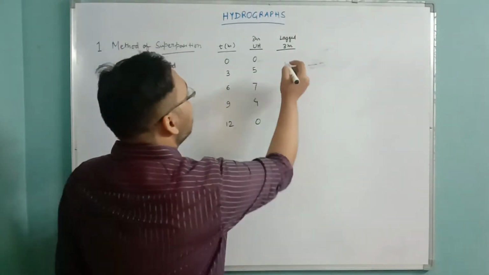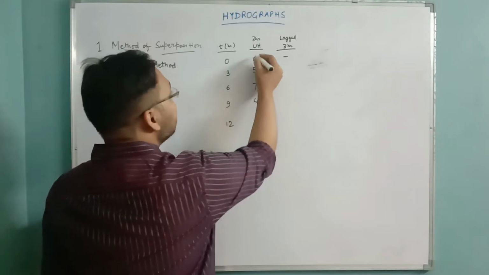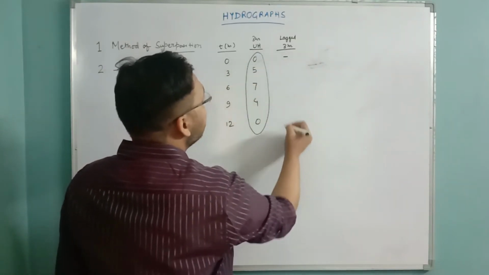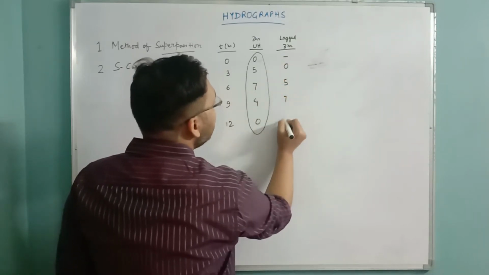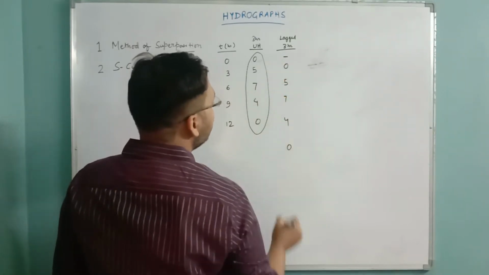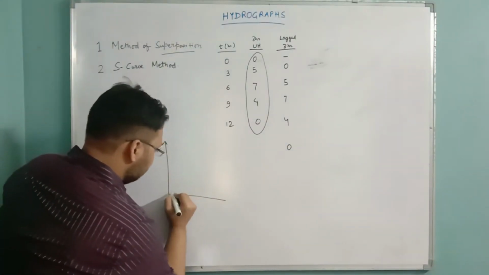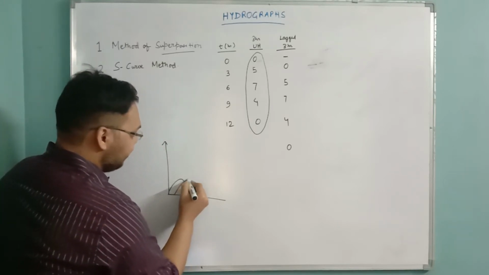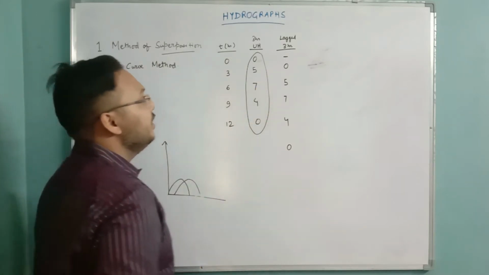So if I am lagging this one, the first row is going to be vacant, and then the same ordinates, all of these ordinates are going to repeat itself. That is 0, 5, 7, 4, 0. Because this was our unit hydrograph of 3 hours. We just lagged it for 3 more hours. That's what we are doing over here.